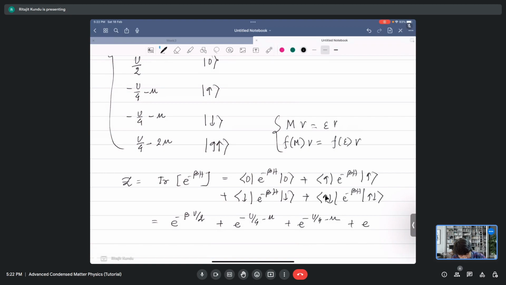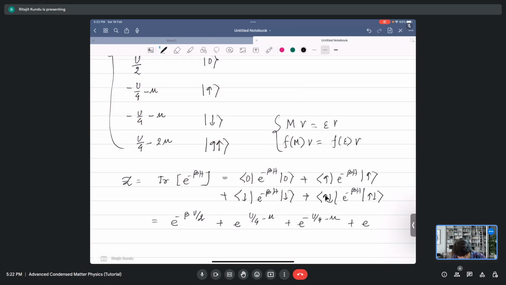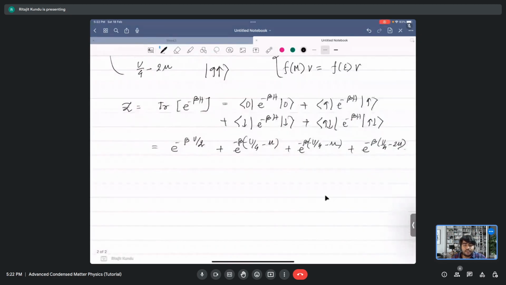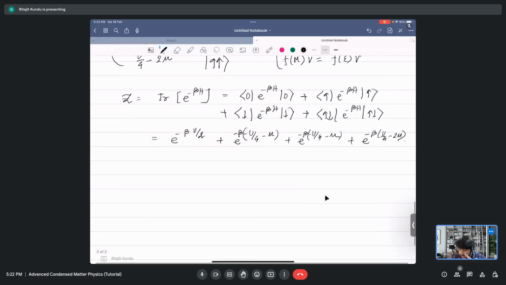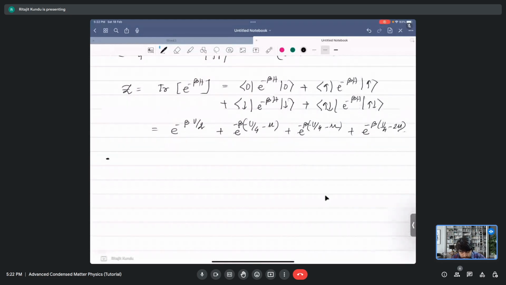Oh, I'm missing betas. Minus beta times this, minus beta times this, and beta times U by 4 minus 2 mu. So this is the partition function. Given that partition function, I can now find various quantities of interest. For example, let's look at this quantity called occupation.